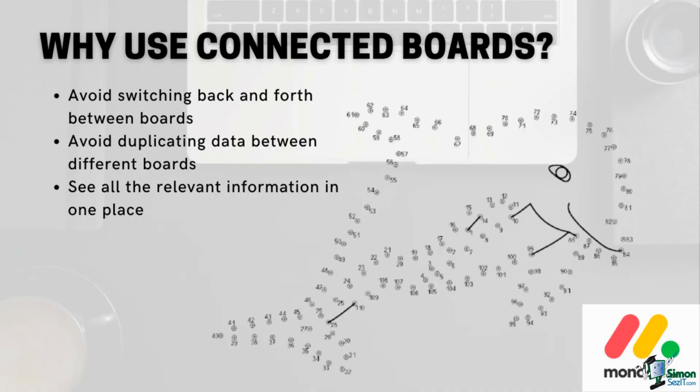Of course, we could switch between those boards having two different tabs open, but that's just too much effort and slows us down. Another option is to duplicate the information across multiple boards, but that will lead to data integrity issues. The better option is to link the boards together and view the information in one place. So let's see how this will work.